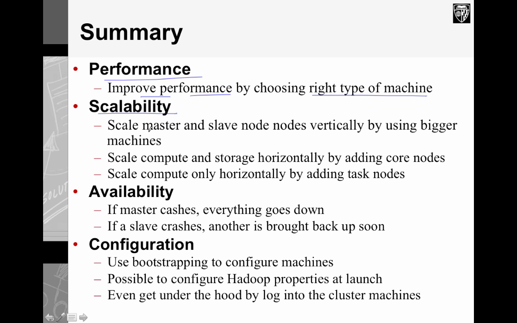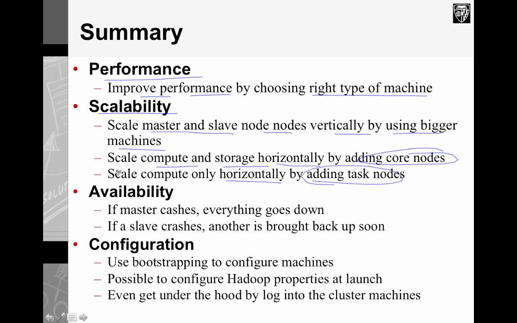You can scale the master and slave nodes vertically by using bigger machines. If you want to scale the compute and storage horizontally, then you can add more core nodes. If you want to scale only compute-wise, you only want to add more computational capacity, and that's horizontally, then you can add more task nodes.